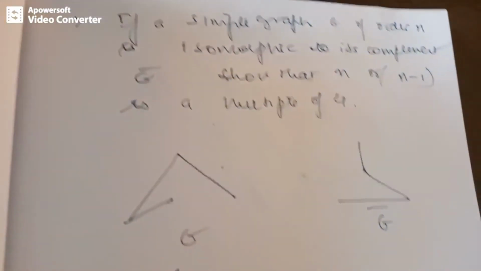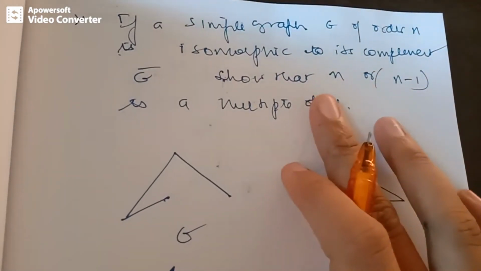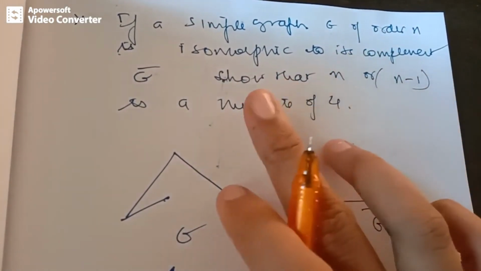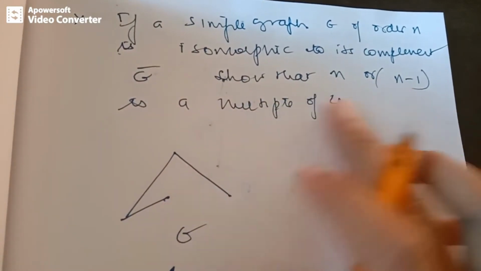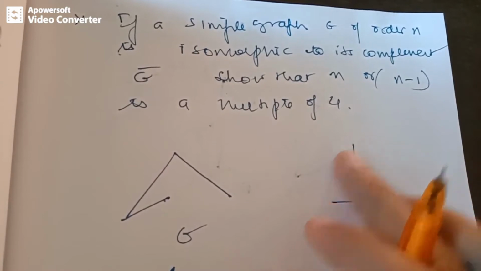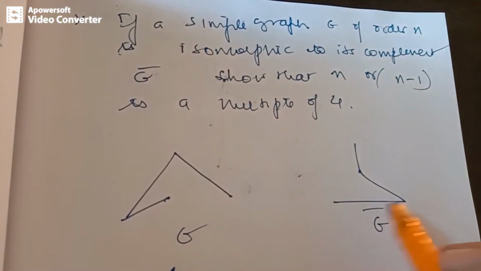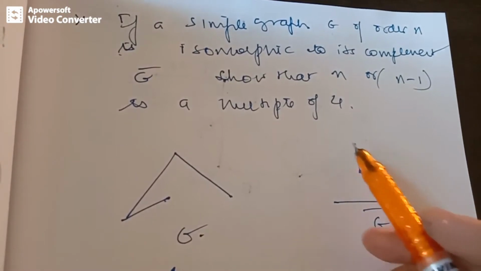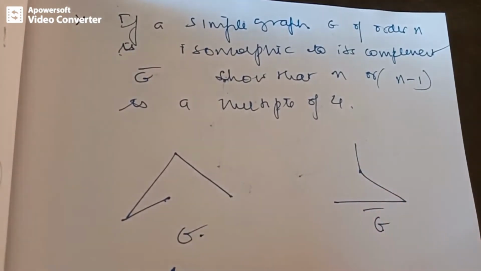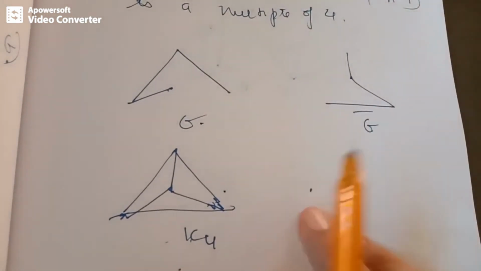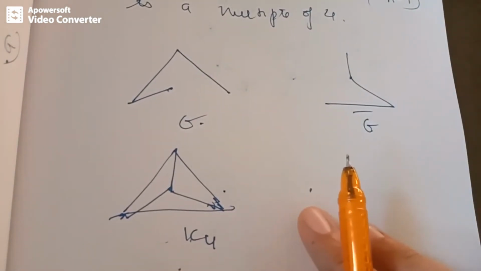Coming to the next question: if there is a simple graph G of order n that is isomorphic to its complement G complement, then n or n minus 1 is a multiple of 4. So what we assume is that G and G complement are the graphs obtained from the complete graph K4. We have seen this example. Let us take this example for this question.